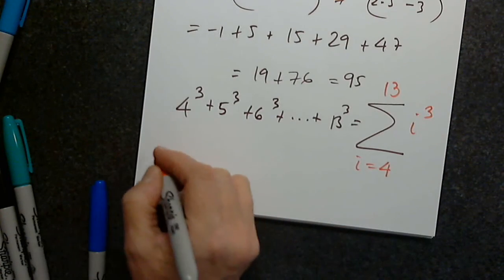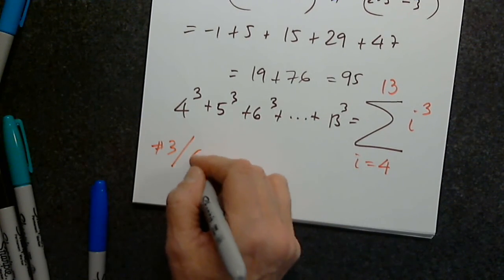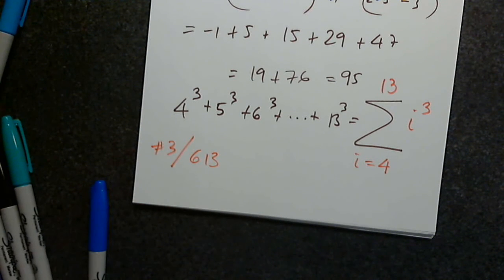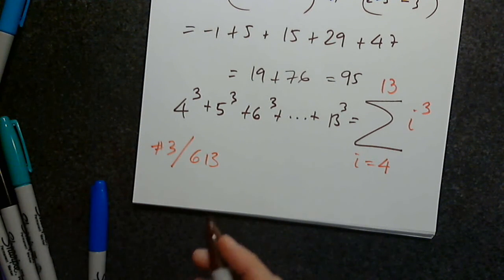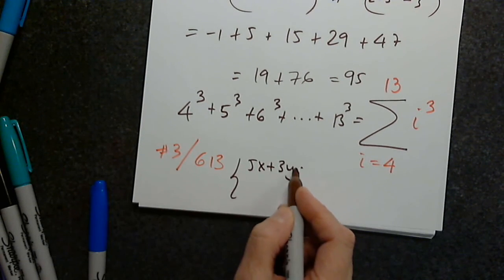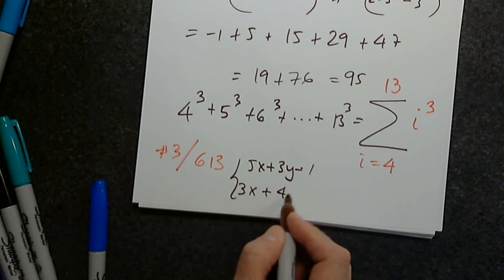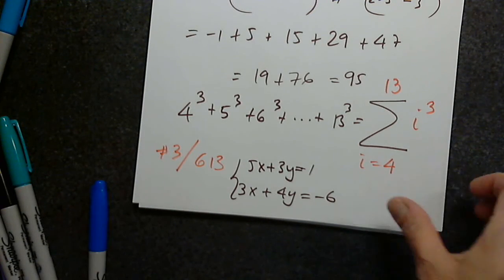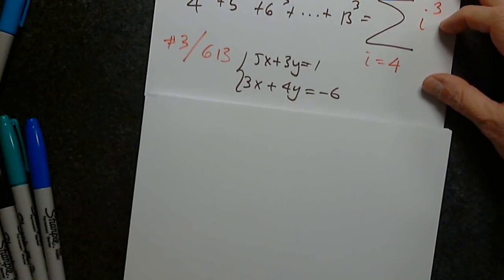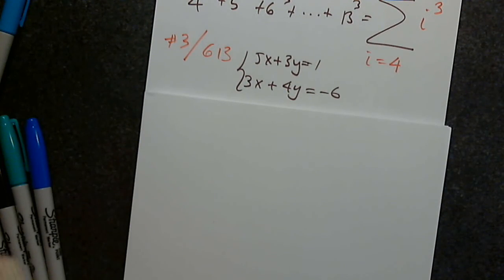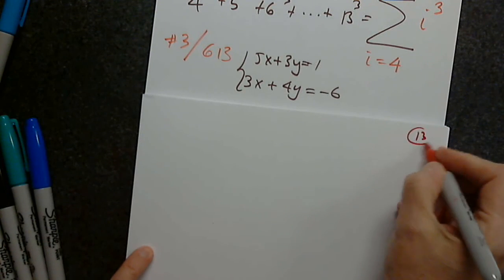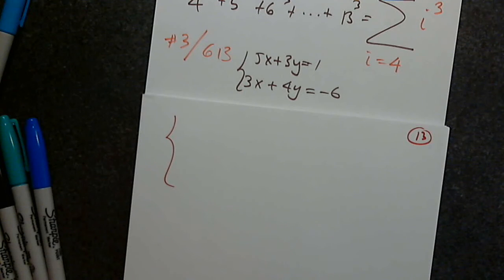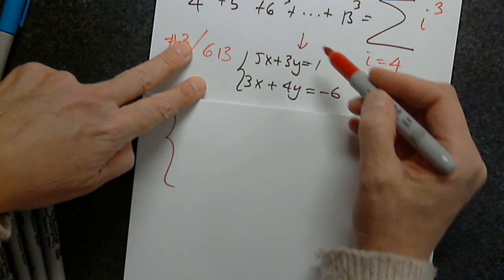Let's look at problem 3 on page 613. And we have 5x plus 3y equals 1 and 3x plus 4y equals negative 6. I have no choice here, I would say, but eliminate, yes. Now all we have to decide is which one. It doesn't matter. I still have to multiply. You want to eliminate y. Very good. So then what?